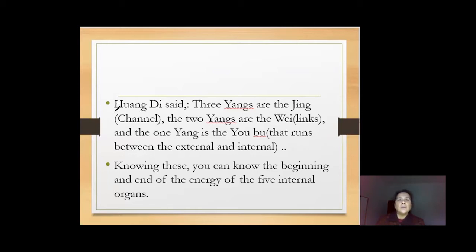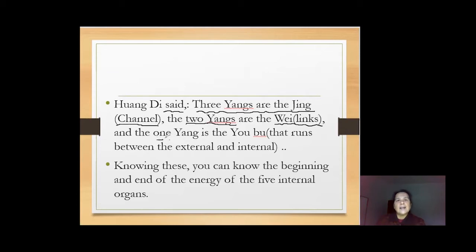Now Lei Gong is ready to listen to Huang Di discuss what's more important and what's yin, what's yang. And Huang Di said, three yang are the jing, or channels. Two yang are the way, or link.